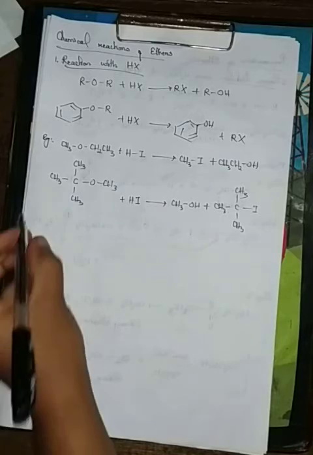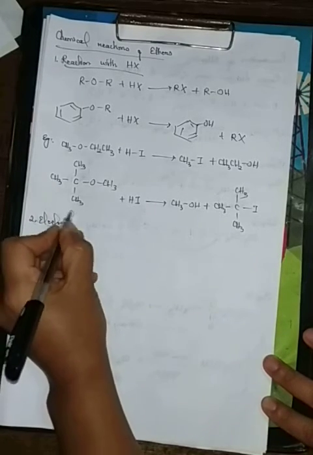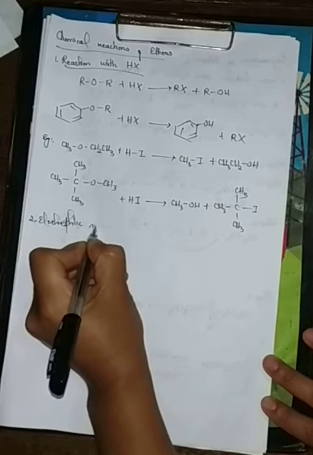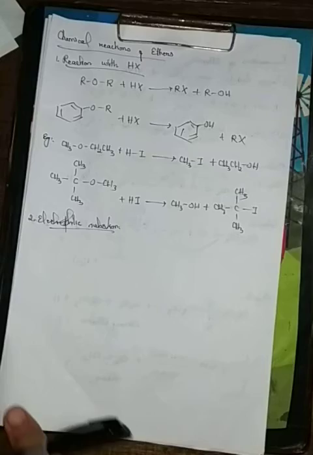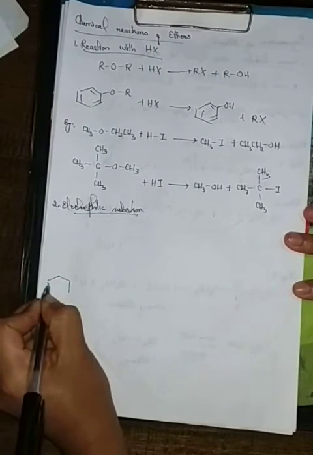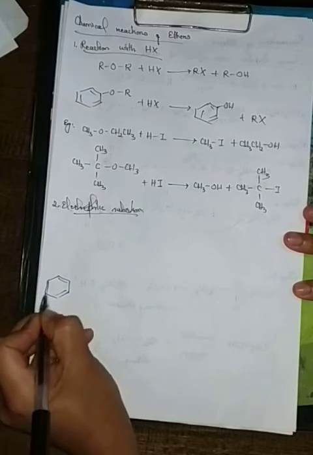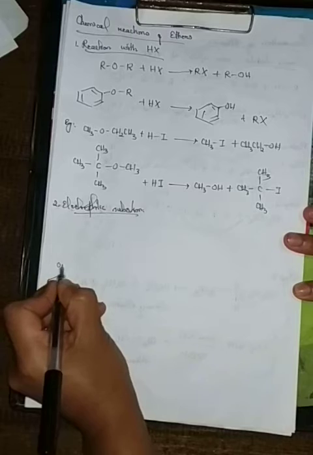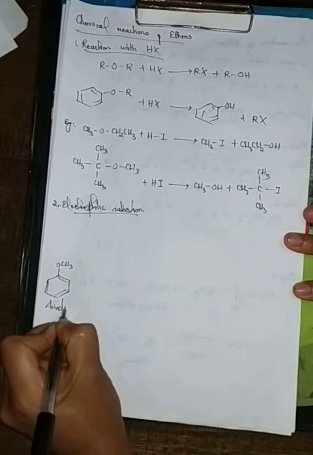Now, the second reaction is the electrophilic substitution reaction of our ethers, we have halogenation, nitration, and Friedel-Crafts reaction. Now, if we check when our OCH3, this is known as our anisole, anisole.